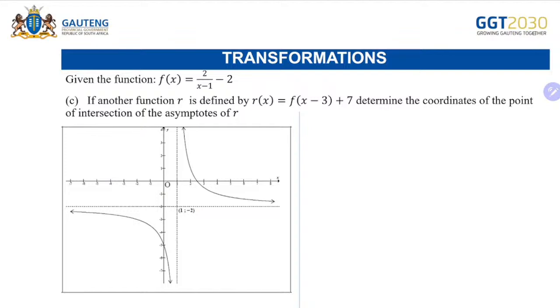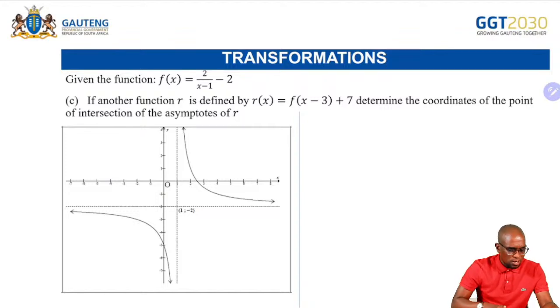Right. Now there's another one. I am going to give you 3 minutes to work this one out, and I have faith that you are going to get this one correct. I'll just read the question before giving you the 3 minutes. In another function, R is defined by R of x is f of x minus 3 plus 7. Determine the coordinates of the point of intersection of the asymptotes of R. So you have 3 minutes to try and solve that one. Your time starts now.